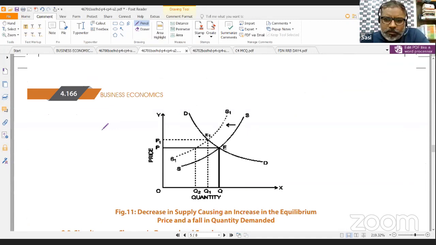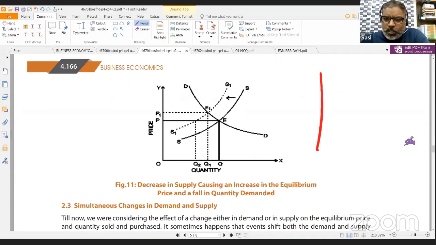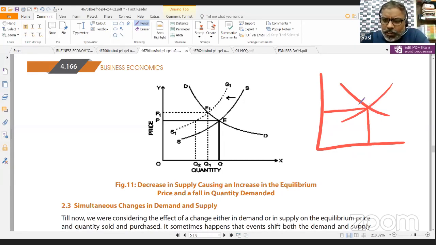Decrease in supply. Opposite. Again, don't look at the graph. Just draw it simply. Normal, X. Then what? This is the original equilibrium point. Okay. Then what? Supply decreased. Supply means this. Decreased means left. Then what happened? Price got increased. Quantity got decreased. This was the original equilibrium point. This is the new equilibrium point. So price originally was this. Now it became higher. So price increased. Quantity got decreased.